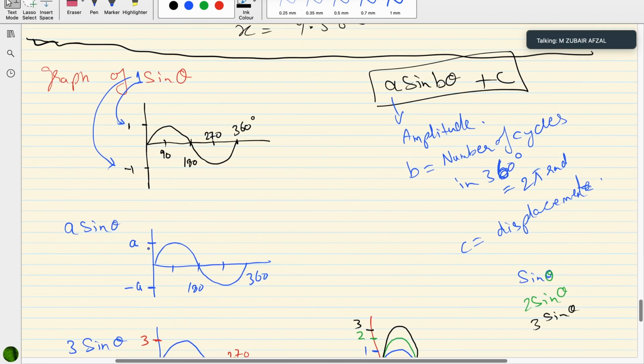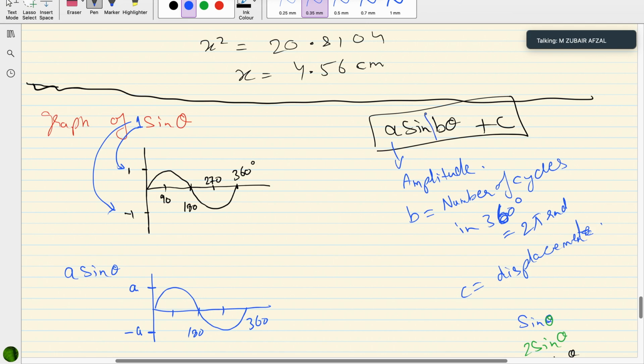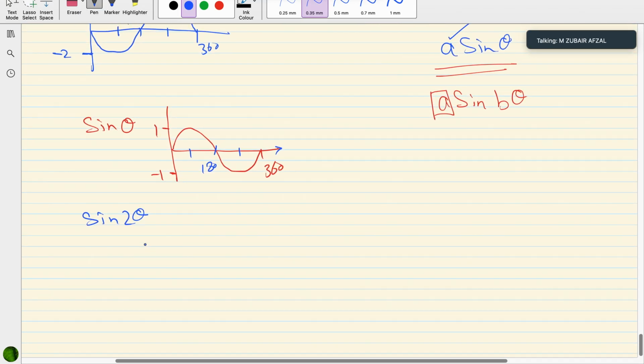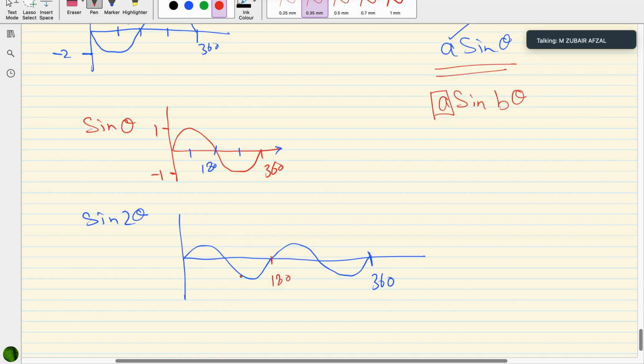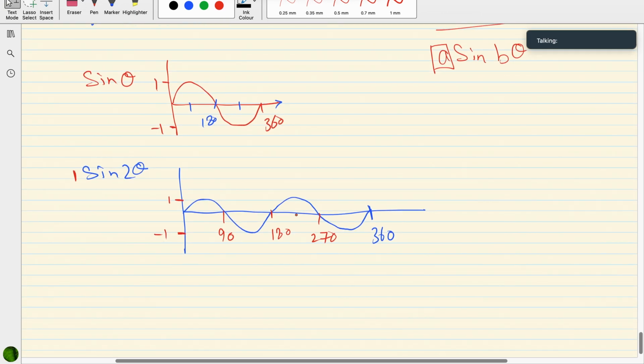Coming back to this, we discussed that A is the amplitude, B is the number of cycles in 360 or 2 pi. Now B is 2. So that means we will have 2 cycles in 360. This is my first cycle. This is my second cycle. So in 360 I have 2 cycles. Now we equally divide them. This is 90. This is 270. The amplitude is still 1 because of this 1, and this is minus 1. So sine theta and sine 2 theta, this is the difference.